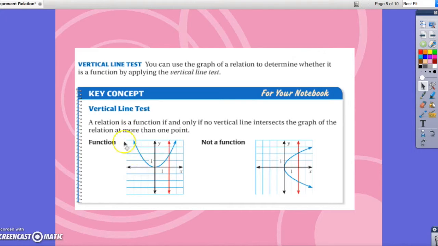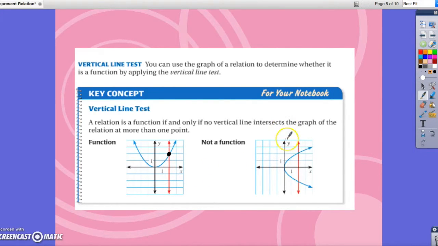So see, this is actually a parabola. We'll get to that later on this year. But if I draw a whole bunch of vertical lines, I'm only ever going to hit 1 point. Here's the representation of the red vertical line, but I would just draw a whole bunch of red vertical lines. That's a function.